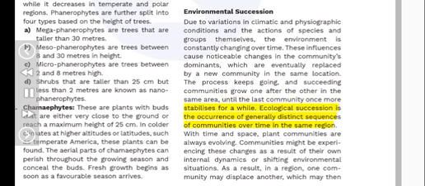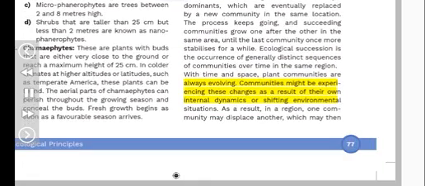Ecological succession is the occurrence of generally distinct sequences of communities over time in the same region. With time and space, plant communities are always evolving. Communities might be experiencing these changes as a result of their own internal dynamics or shifting environmental situations.